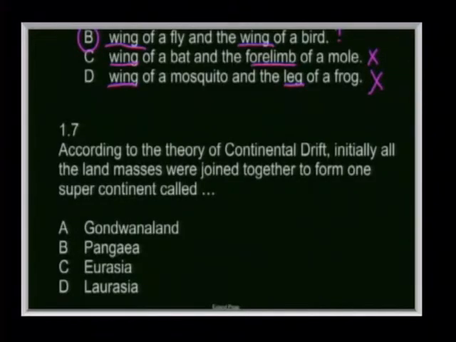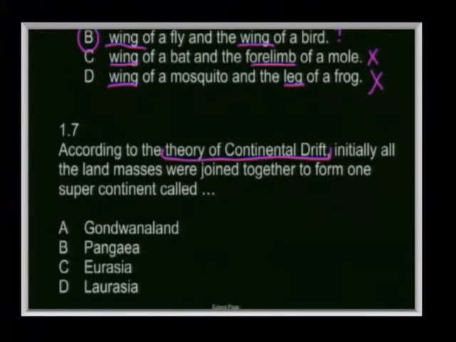According to the theory of continental drift, now remember, continental drift basically told us that originally there was one large supercontinent, and eventually over a very long period of time, these continents started moving away from each other, and that is why we have the location of the continents as we see it on the planet at the moment. So it mentions here that all of the land masses were joined together to form a supercontinent, and this is just one of those that you must know, and the correct answer here is, of course, Pangaea. Let's move on.